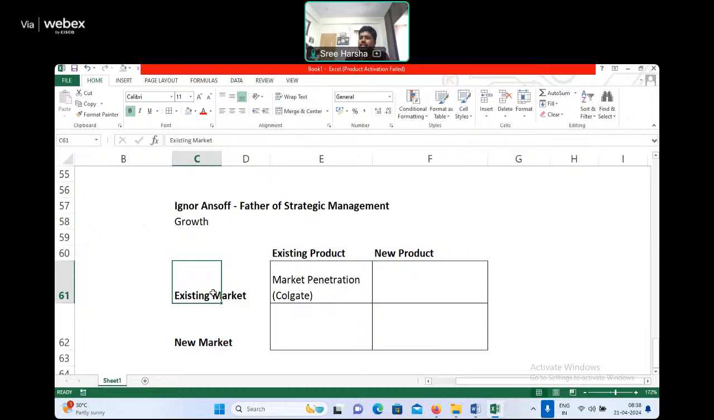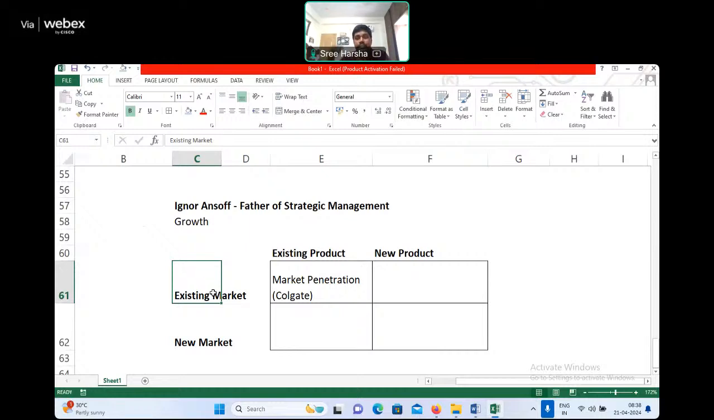For example, what does Colgate say? Brush teeth twice in a day. What does Colgate say? Change your brush every 1 month once. So all these things are nothing but market penetration strategies. Again and again, keep on advertising. Again and again, keep on reminding the customers there is this kind of a product. Again and again, try to keep increasing the quantity in which you can sell that particular product. The same market, same product, you keep on selling again and again. It is called market penetration.